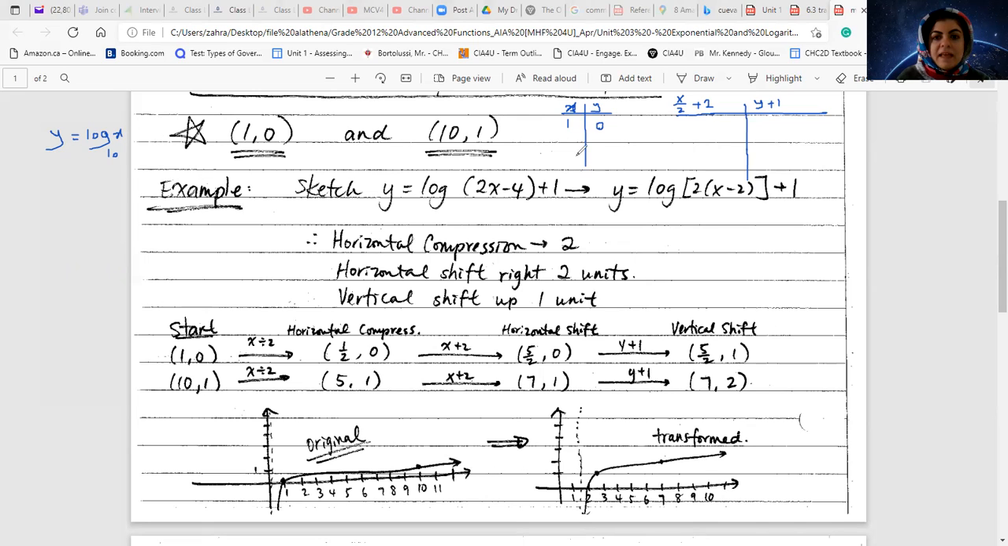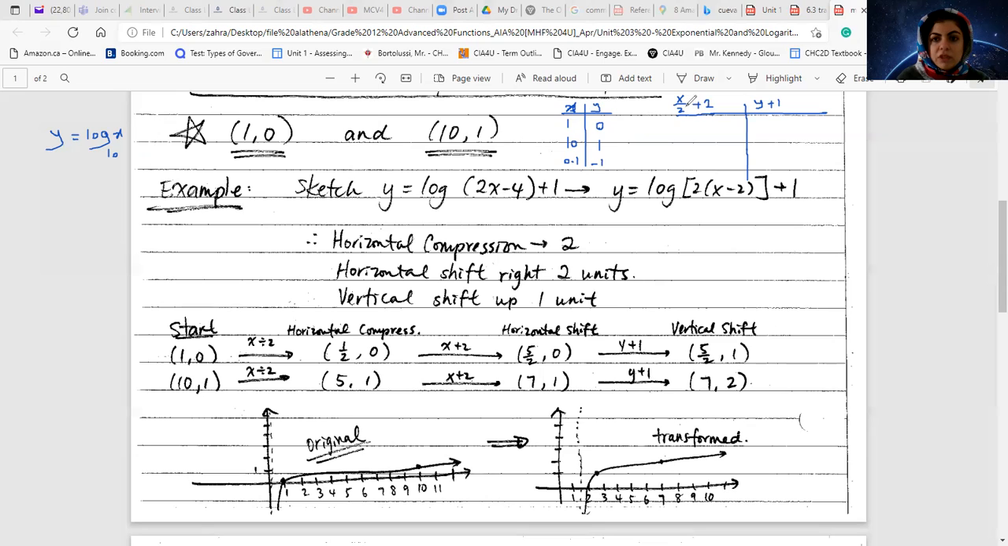When x is 10, the y value is what? Log of 10 is 1. I can put 0.1, you know, 10 to the power of minus 1 will be 0.1. That's why these are the 3 key points from the parent function.